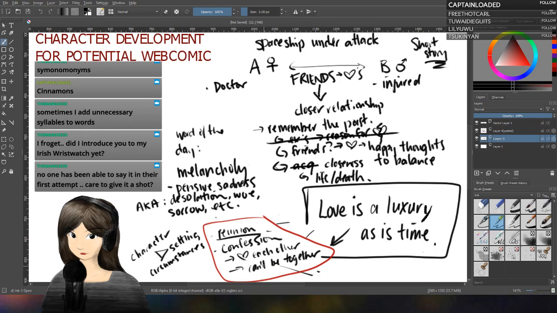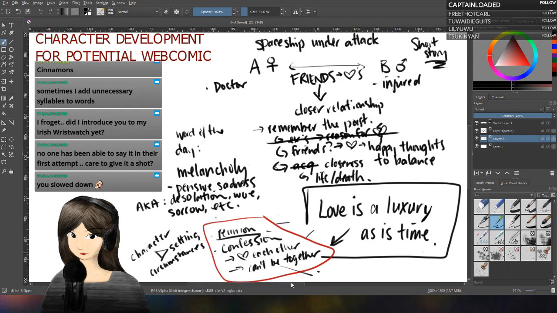Mango says, I forget, did I introduce you to my Irish wristwatch yet? Well, I mean, you just heard my first attempt, so there you go. You're welcome. Almost got it, though. Well, that was my first attempt. I'm not going to attempt it again.